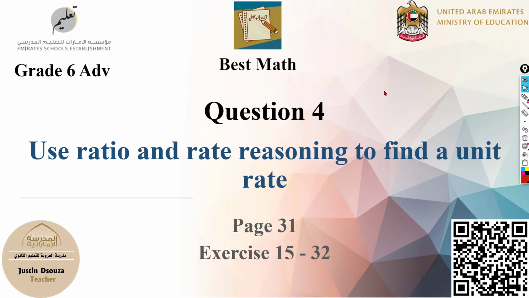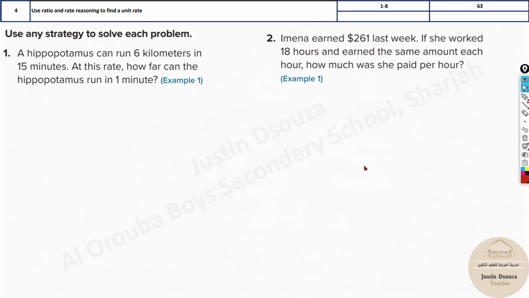And then we go to question number 4. It is to use ratio and rate reasoning to find unit rate. Always, this unit means 1. Unit rate is making something for 1. How you can understand this easily is, let's go to a problem. But before this problem, let's see an understanding.